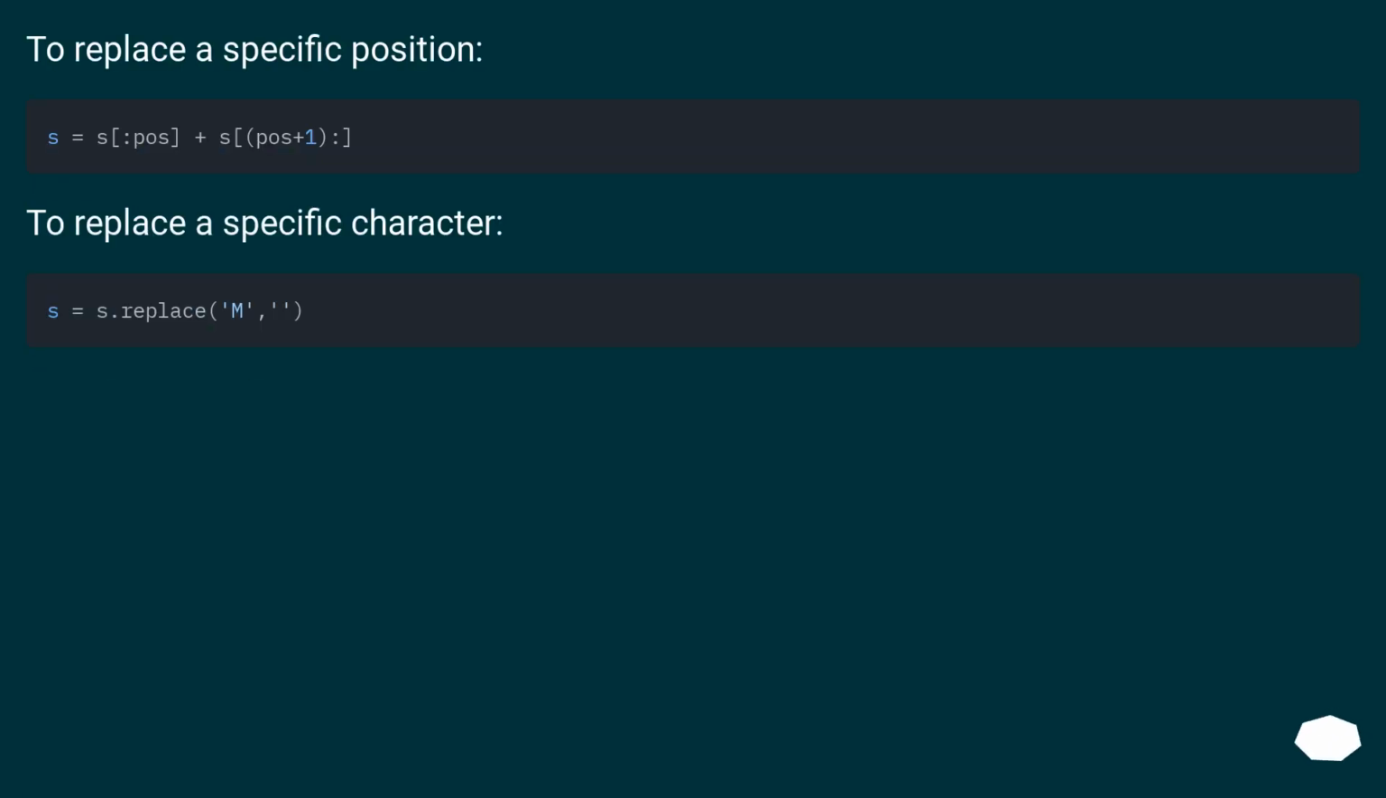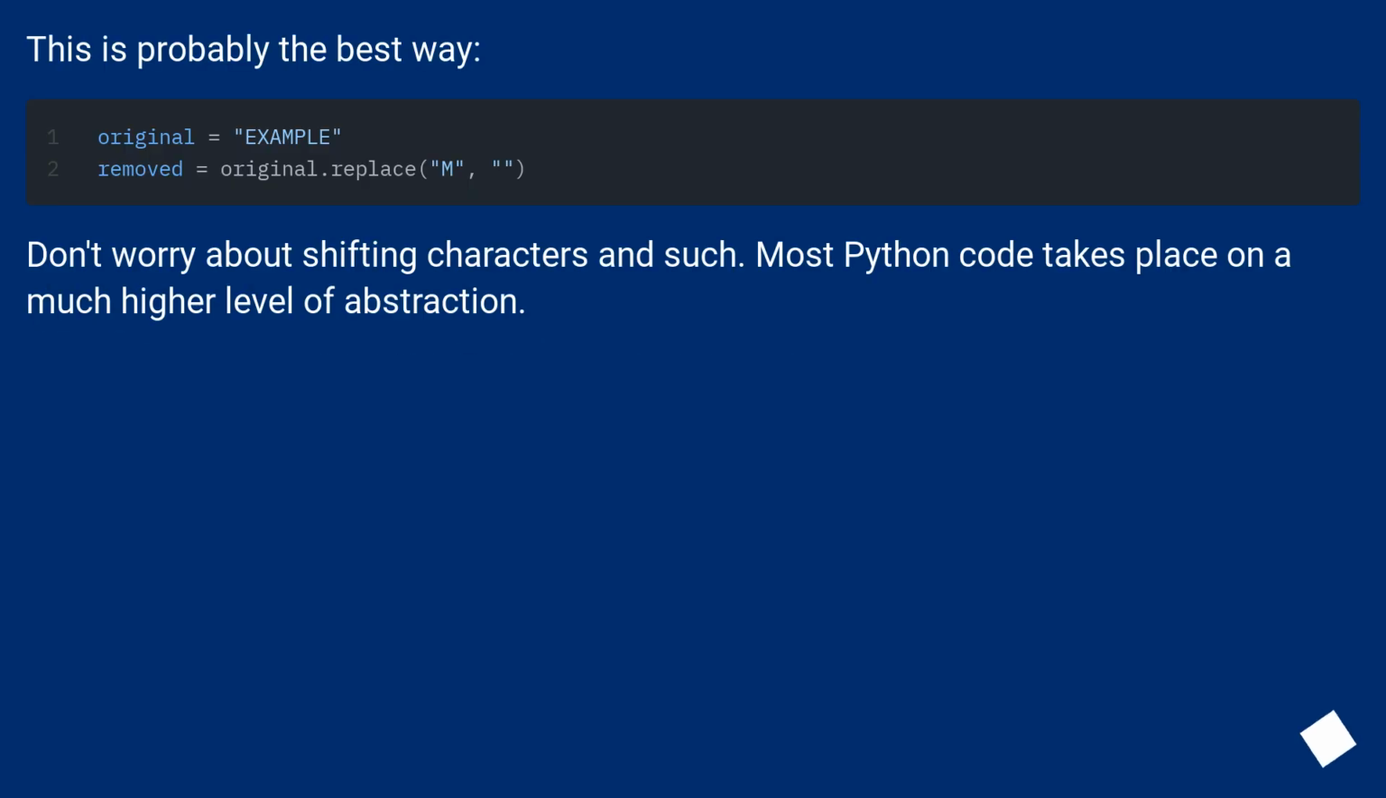To replace a specific position. To replace a specific character. This is probably the best way. Don't worry about shifting characters and such. Most Python code takes place on a much higher level of abstraction.